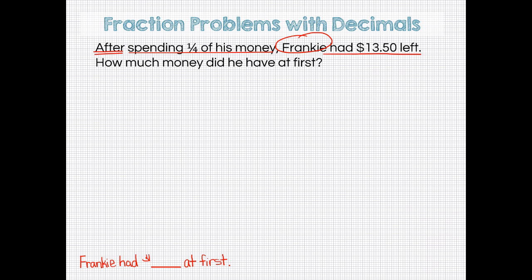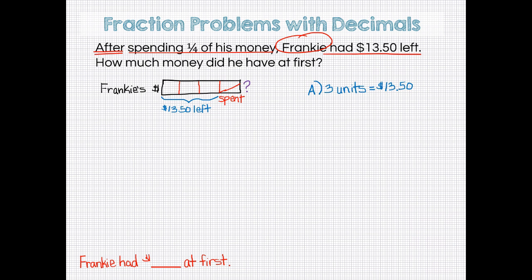Let's start with one long unit bar to represent the money Frankie started with, his whole. Since we want to find out how much money Frankie had at first, we should put our question mark at the end of the unit bar. Next, we will divide our whole into 4 pieces and cross off one of the pieces since Frankie spent 1/4 of his money. The problem tells us that Frankie had $13.50 left.